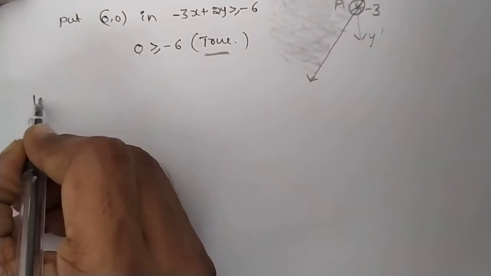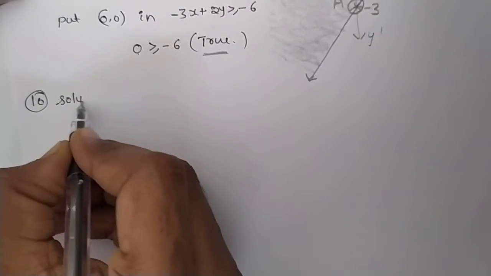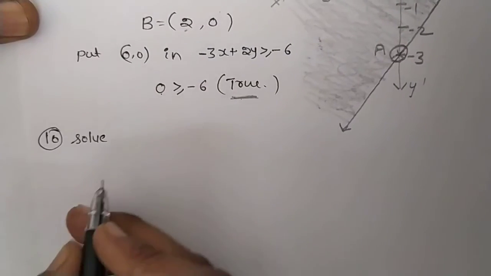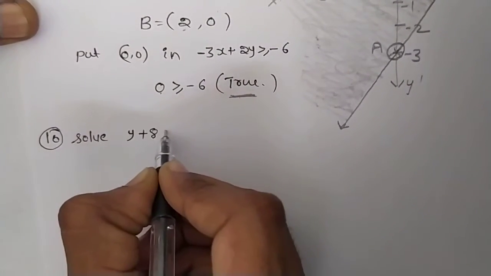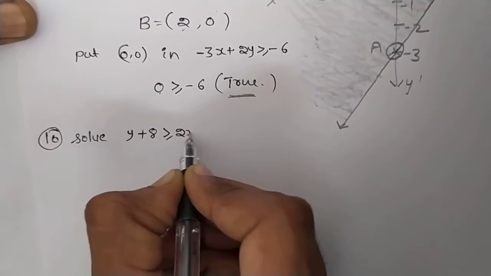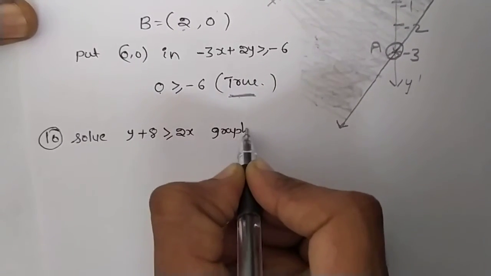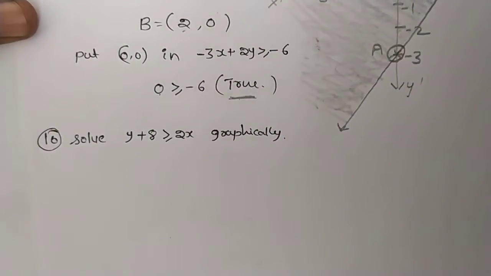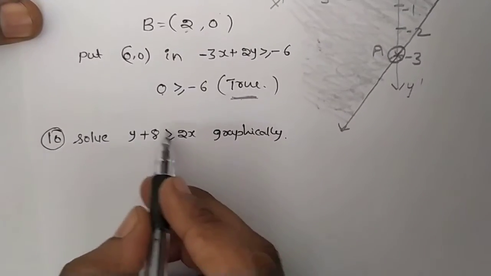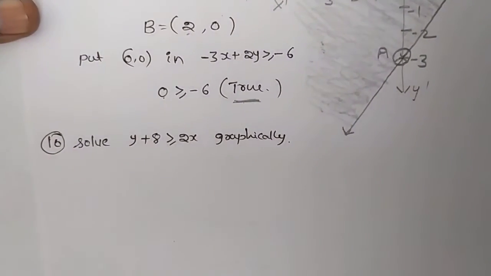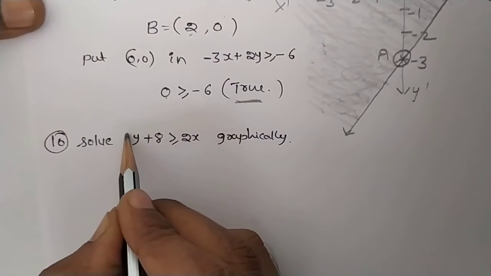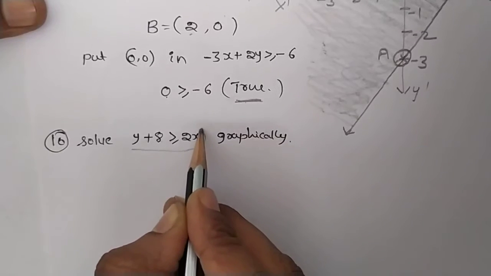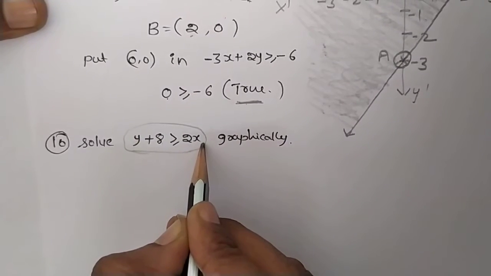10th question. Solve y plus 8 is greater than or equal to 2x graphically. Yes, you just follow the steps. Before that, here one inequality is given. Let us rearrange this inequality in a proper way. It is given that y plus 8 is greater than or equal to 2x.